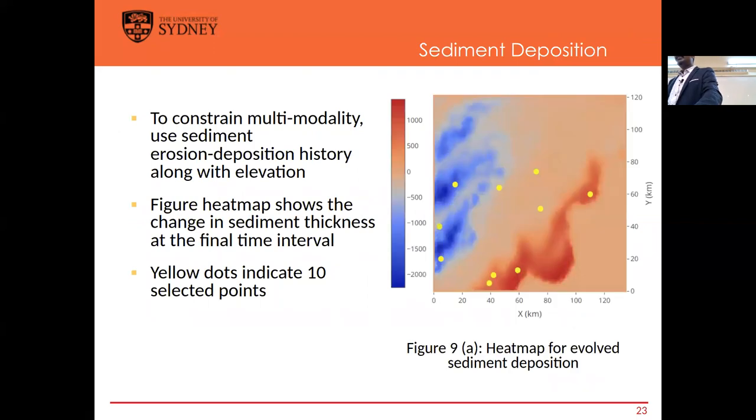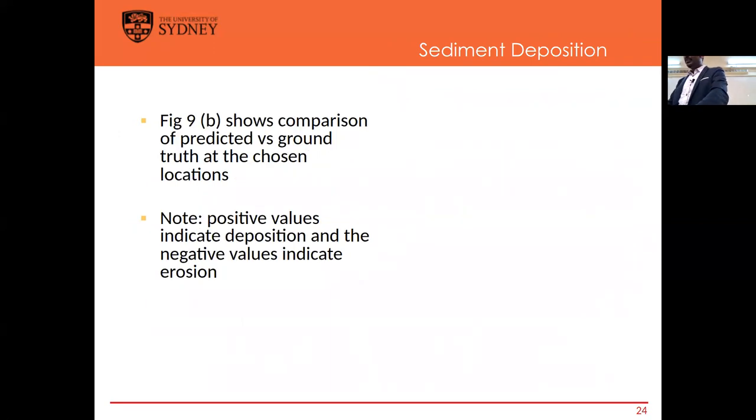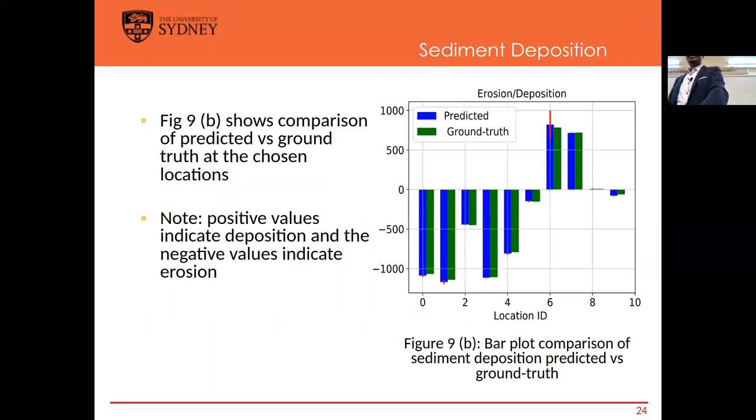And as I was saying about the sediments, in that space, these are all the sediment deposition for the 1 million years. And we look at certain points there that we compare with our likelihood function, and then we see how well the model predicts the sediment deposition in those areas. So the blue is the predicted and the green is the ground truth, and the red error bar is the uncertainty quantification.